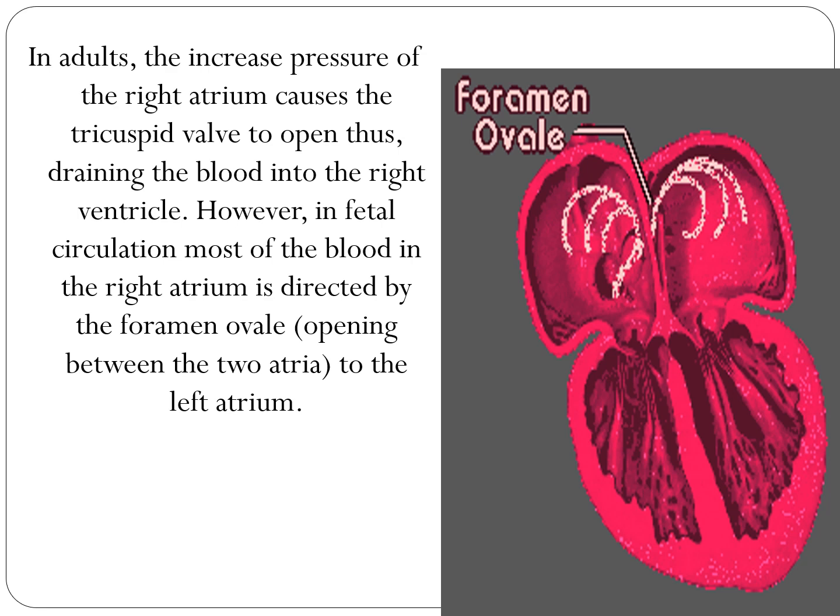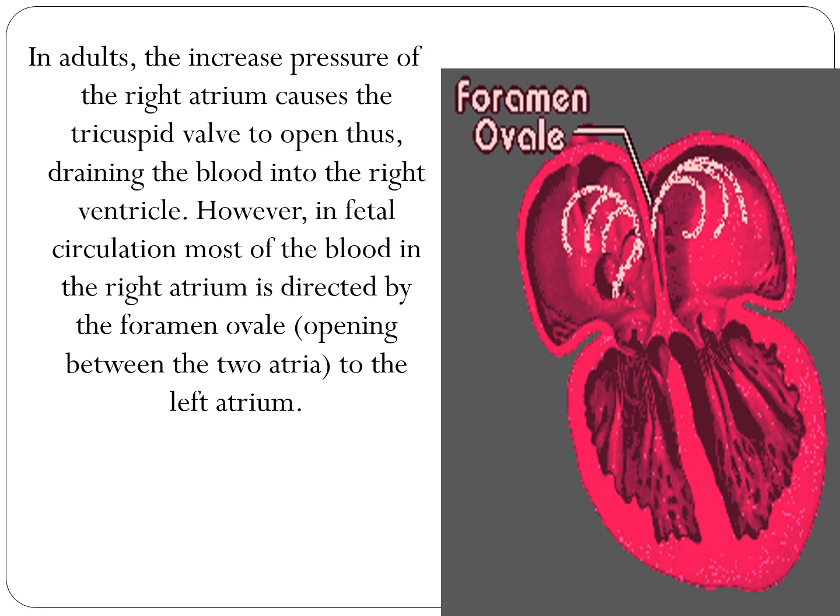In adults, the increased pressure of the right atrium causes the tricuspid valve to open. Thus, nagkakaroon ng draining sa right ventricle. However, in fetal circulation, most of the blood in the right atrium is directed to the foramen ovale, the opening between the atria. Iyon yung butas. Yan yung dapat mag-close upon birth. Kasi kung hindi, magkakaroon tayo ng heart problem.